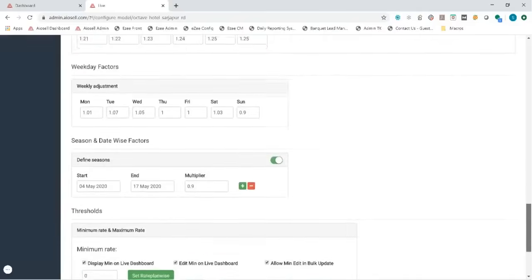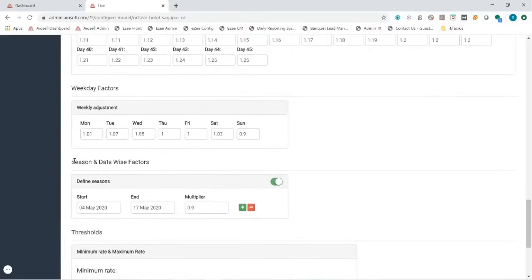Then what we have is something called a season or a date-wise factor. This factor can be used to scale the price up or down depending on particular date ranges. This could be done for a full season. Like in this case, we have done it for the May season due to the COVID crisis. But it could be done for long weekends. It could be done for a complete season. It could be done for New Year's or whatever time. And we can define a particular season based on dates and decide that the price would either scale up or down depending on the behavior of that season.